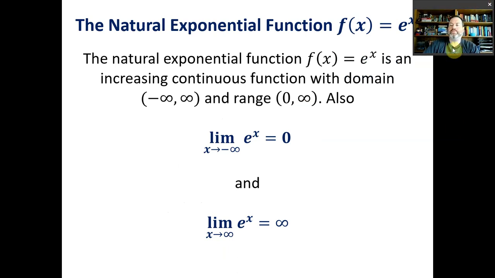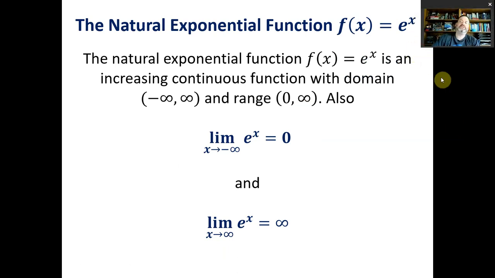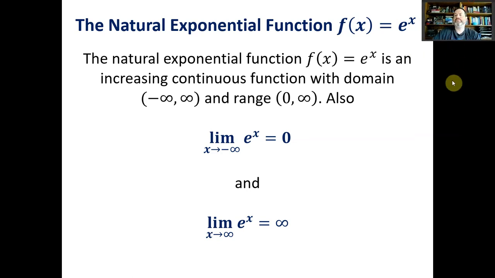All right, so here are the properties of the natural exponential function. Again, I'm just going to call it e to the x. Here we go. It's increasing. Domain negative infinity to infinity, range 0 to infinity. And it has these two interesting limits.